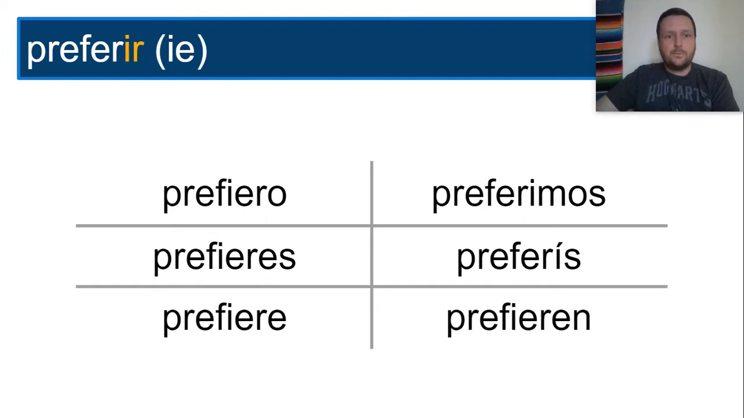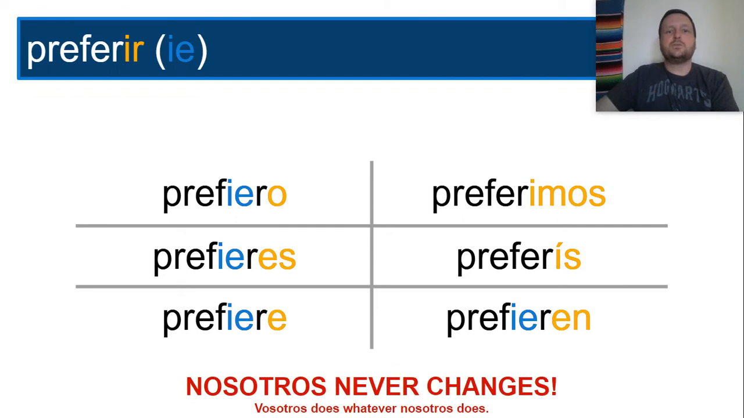It's an IR verb, and it's an IE stem changer. So I'm going to highlight the IR endings and the IE stem changes. You'll notice, though, that nosotros and vosotros do not have the stem change. Why? Because nosotros never changes. Just repeat that right now. Nosotros never changes, and keep repeating it until Spanish 3.